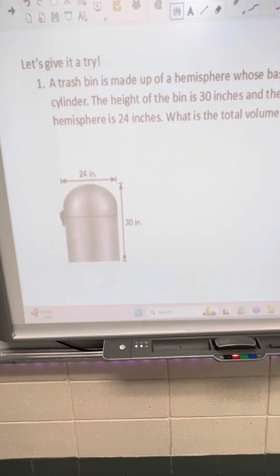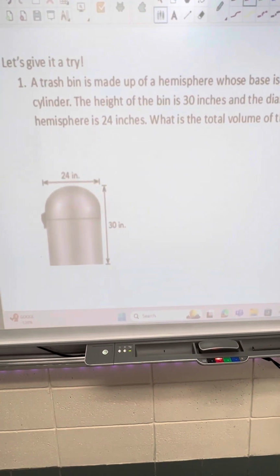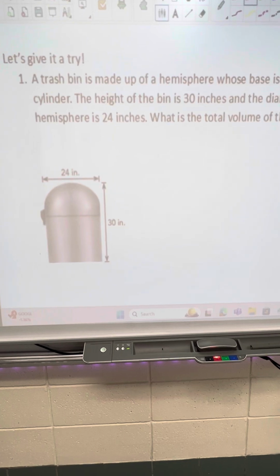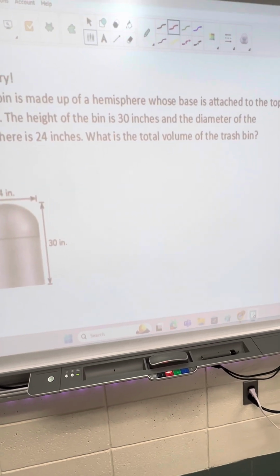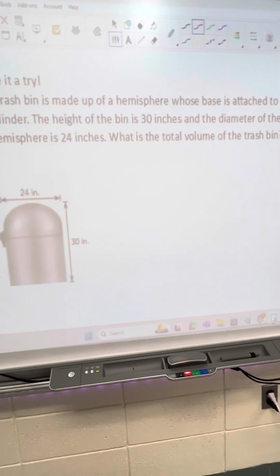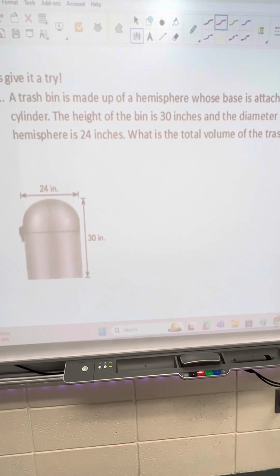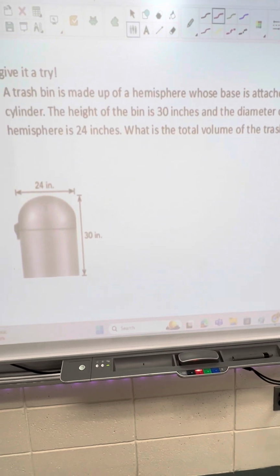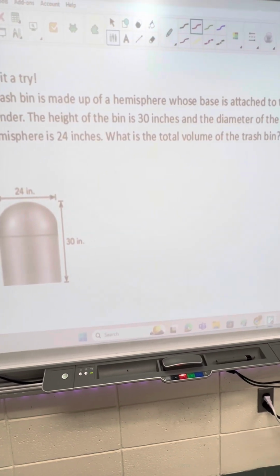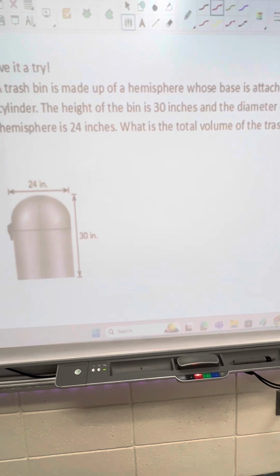Welcome everybody. We're doing some composite figures, and so we do have a trash bin that you see right there, and we're looking at it being made up as a hemisphere with a base that is a cylinder. As you can see, the height of the bin is a total of 30 inches tall, with the diameter of the hemisphere being 24 inches. So we're looking to find out what the total volume of the trash bin actually is.